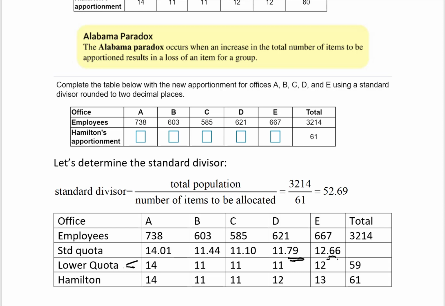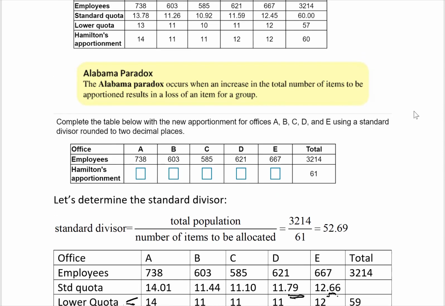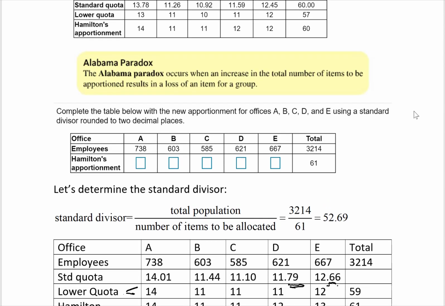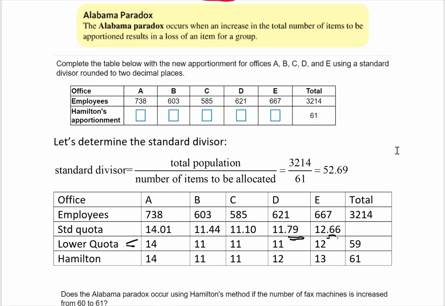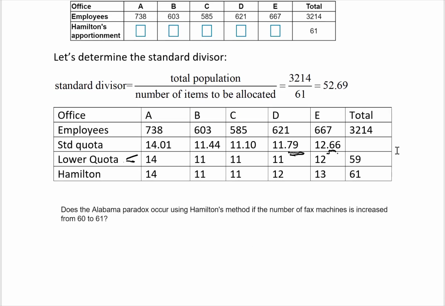All right, so let's go back and see. By having another fax machine to allocate, did anybody lose? Did any of the offices lose anything? So here are the originals up here. And we notice that nobody lost anything, and in fact, Office E gained 1, but none of the remaining offices lost anything. So the answer here is no. The Alabama paradox did not occur because none of the offices lost a fax machine, and in fact, Office E was the one that gained the additional fax machine.